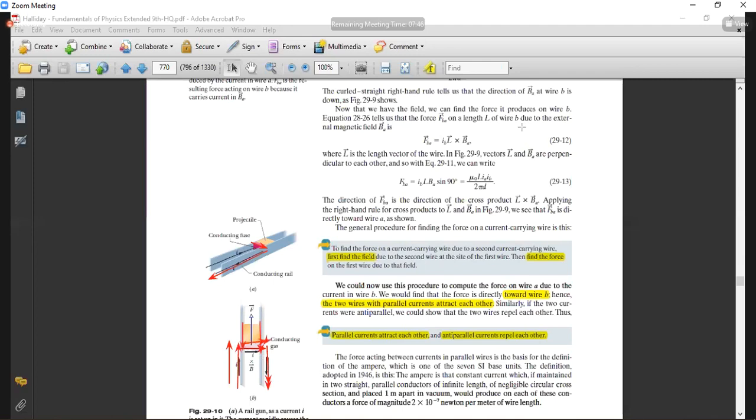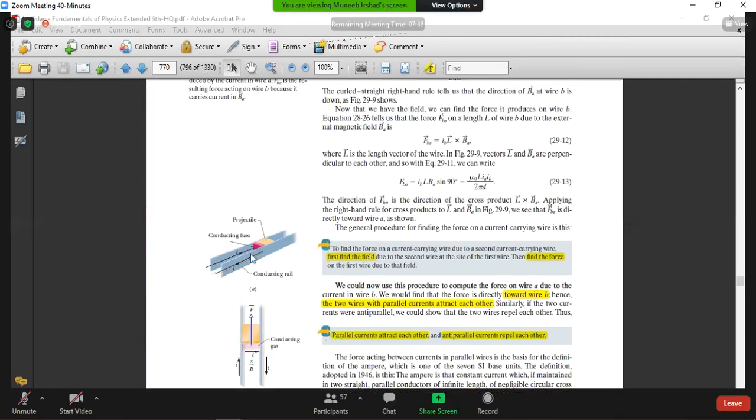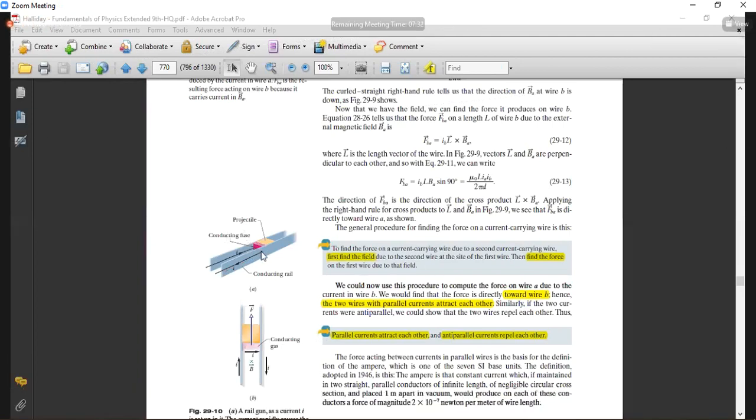Can it pass? No, it cannot. So obviously the only conducting path it had was this conducting fuse, which is now in the gaseous form. So it will obviously eject the projectile to a longer distance. Did you understand, beta, or should I repeat it?